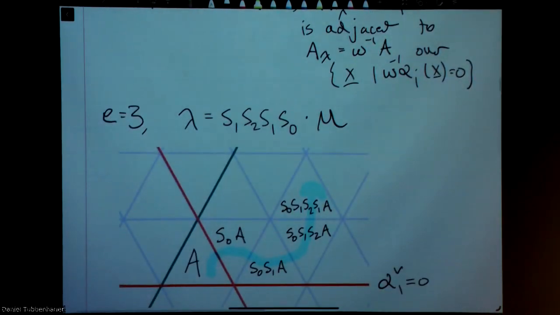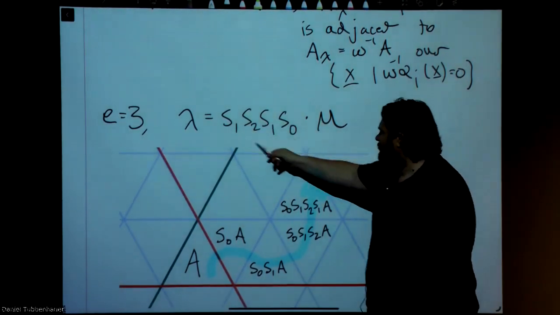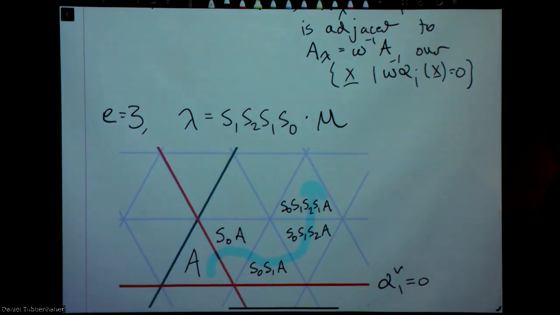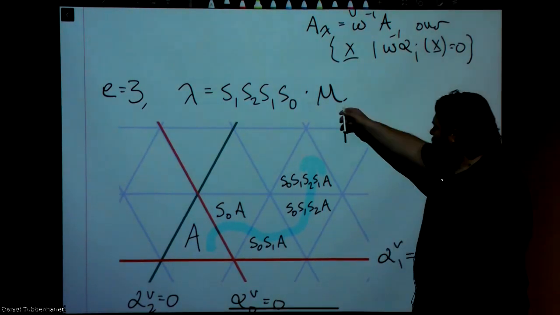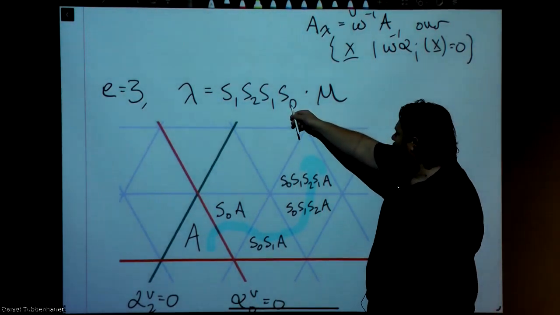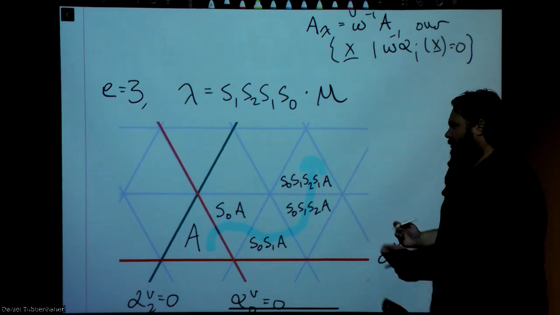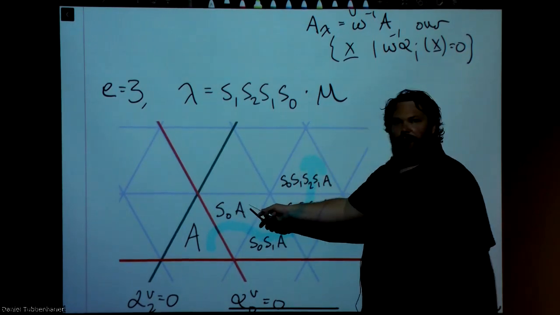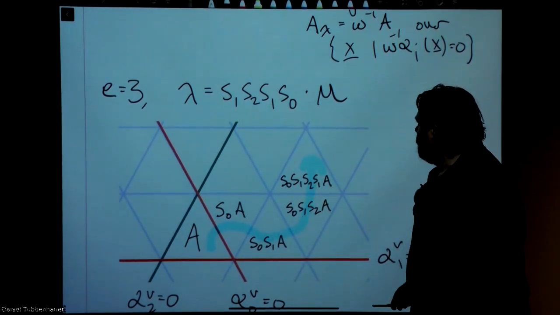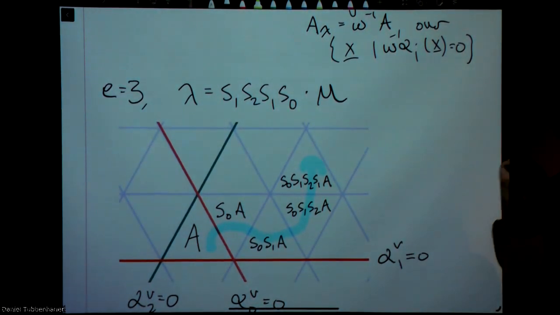So for example, if I have e equals 3 and I want lambda to be this element of the affine Weyl group times mu, then what do I see? Well, I'm now going to look at the image of it under s_0 mu. So that means I apply s_0 inverse to the fundamental alcove, same as s_0. I flip over this guy, right? Now I want to look at s_1 s_0 mu. So I apply the inverse of that.